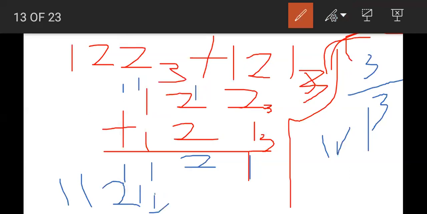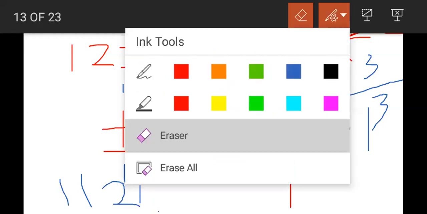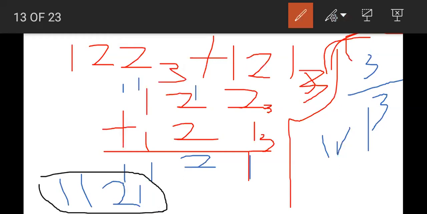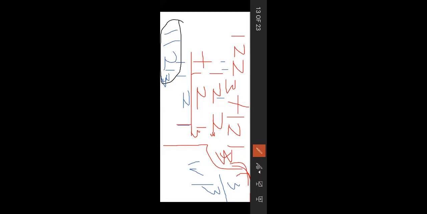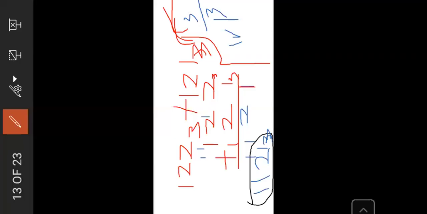So in base 3, you know that it's in a base, so you must include the base. You can write it in numerical form or alphabetical form, anyone. So our answer is now 1, 1, 2, 1 in base 3. That is our final answer. Please put that down and let's move on. You can see it's simple.